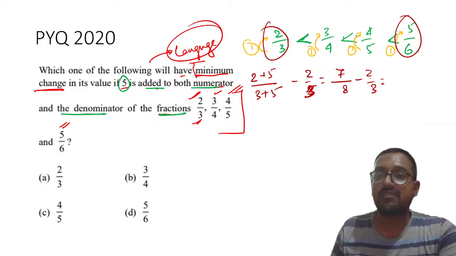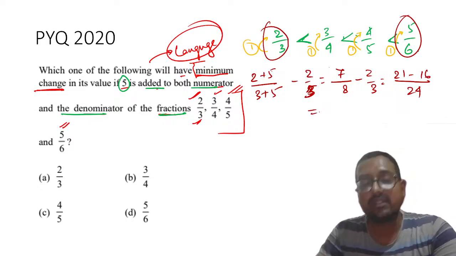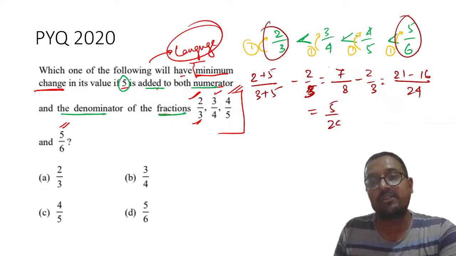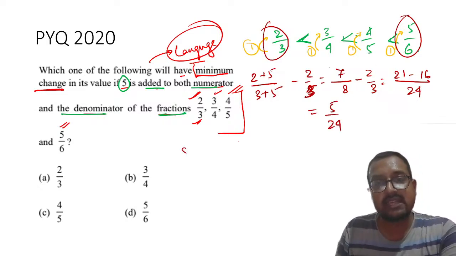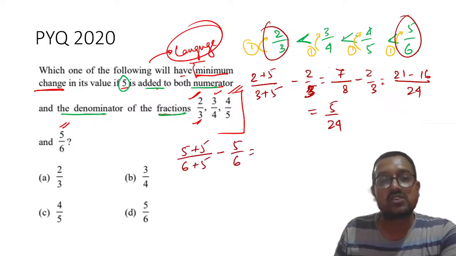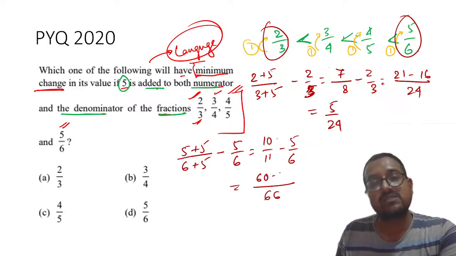So how much will it be? It will be 3 8s are 24 and then 21 minus 16. That is equal to how much? 5 by 24. Now let us try 5 by 6. So 5 by 6 plus 5 minus 5 by 6. So this will be 10 by 11, right? Minus 5 by 6. So this is coming out as 66 and this will be 60 minus 55. So you can see that this is equal to 5 by 66.